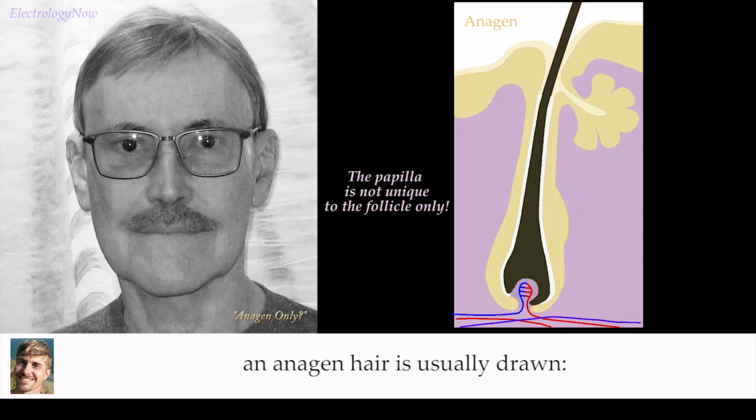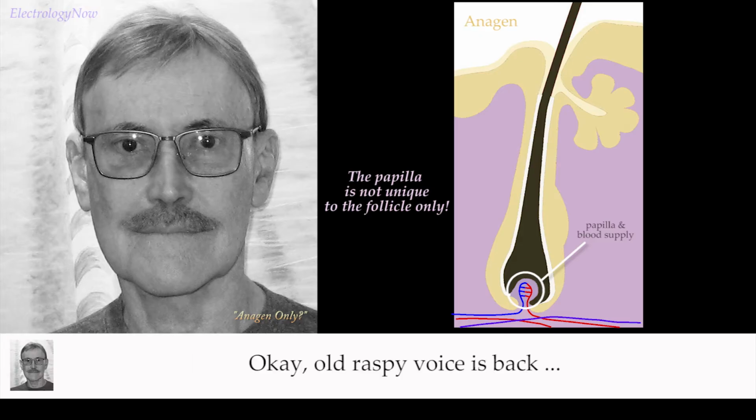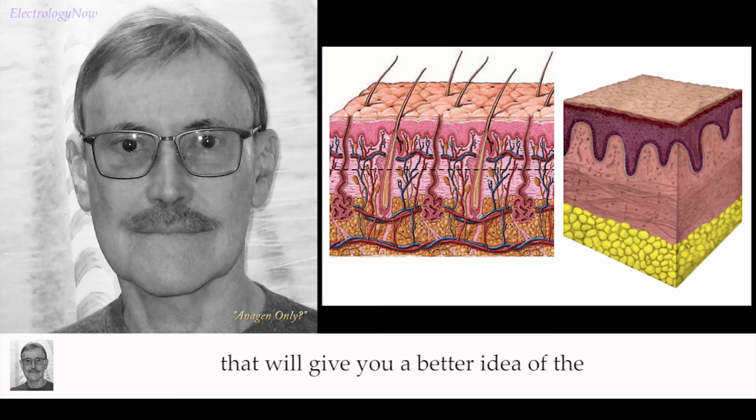Unfortunately, this is how an anagen hair is usually drawn, showing only a papilla at the base of the hair and identifying our target area as the papilla only. Okay, old raspy voice is back. Here are a couple illustrations that will give you a better idea of the millions of papillae in the skin.